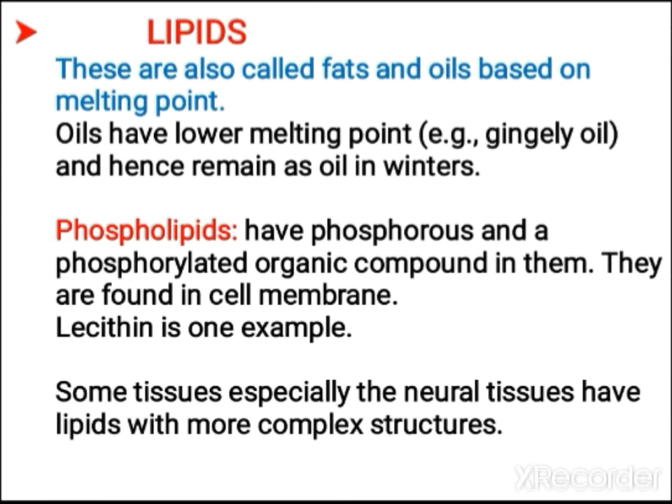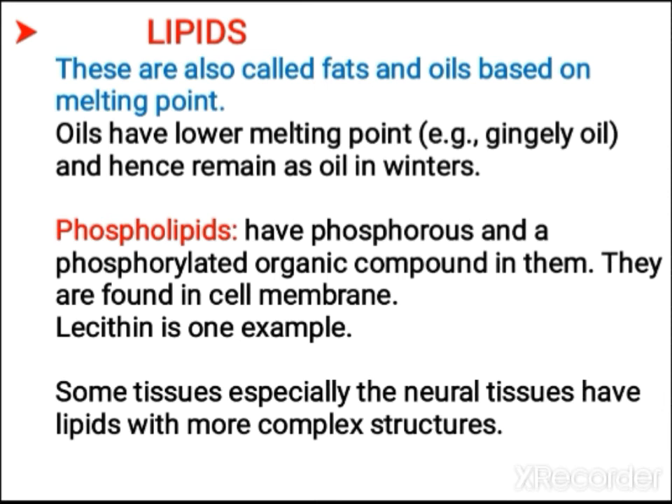Lipids are also called fats or oils based on the melting point. From plants we normally get oils, and from animals we get fats. Oils have lower melting points, for example gingelly oil, groundnut oil. Oils have a low melting point and remain liquid even in winter.